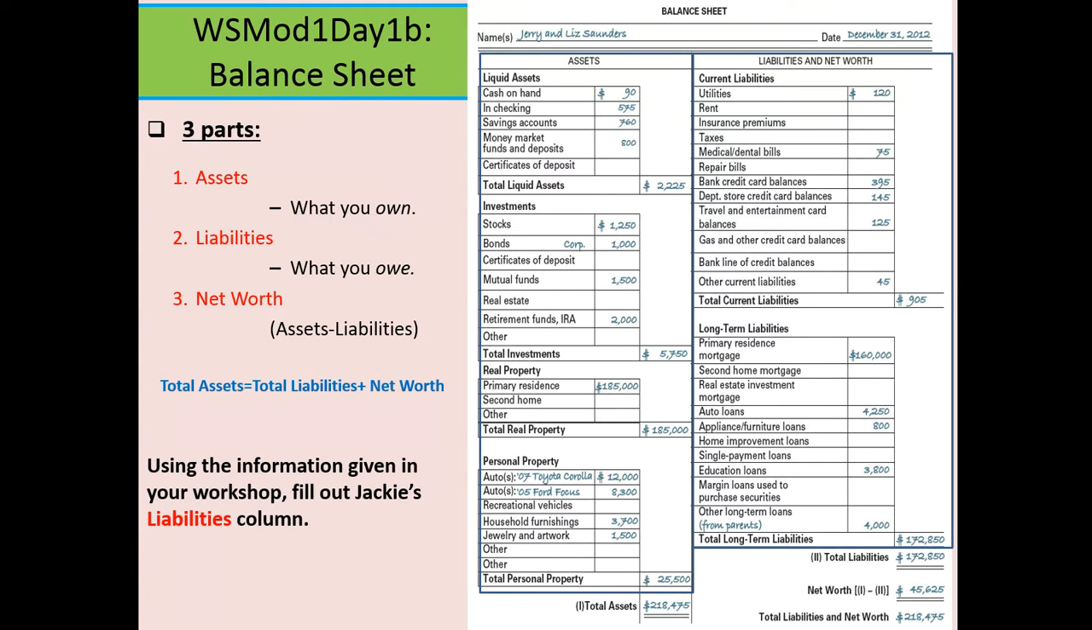All right, so we've studied liabilities. And you can see there's several different types of liabilities over here. Utilities, rent, insurance, taxes, banking credit card balances, department store credit card balances, etc. The long-term liabilities, mortgage, auto loans, appliance, and furniture loans. Jackie has some of these things too. So take a minute, pause the video, find Jackie's liabilities and put them in the appropriate location on the balance sheet. And then at this point, you should be able to compute Jackie's net worth.